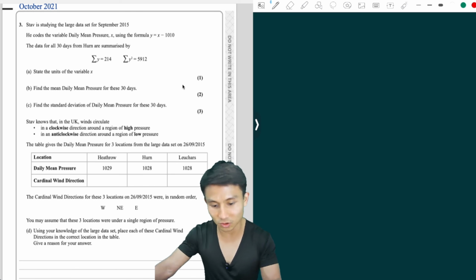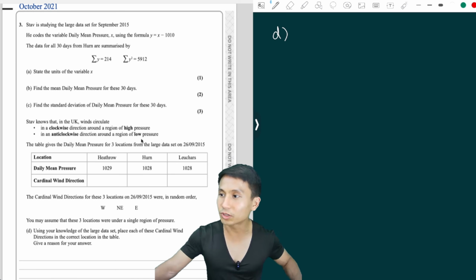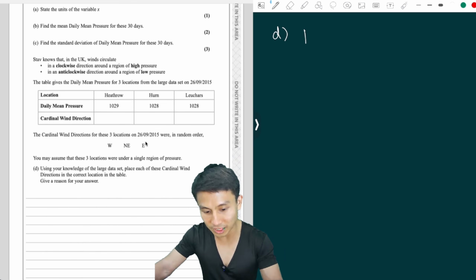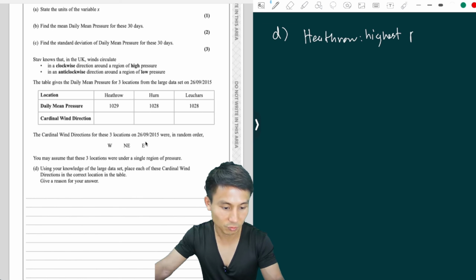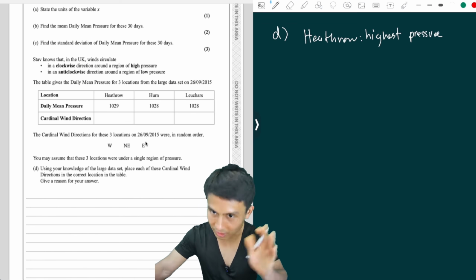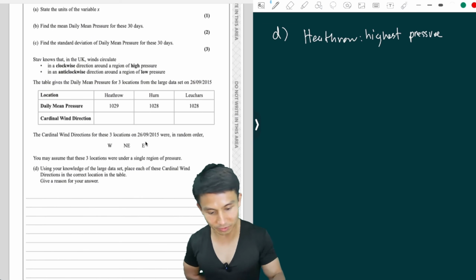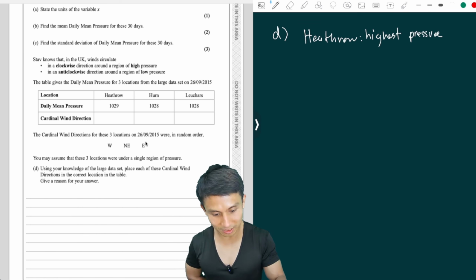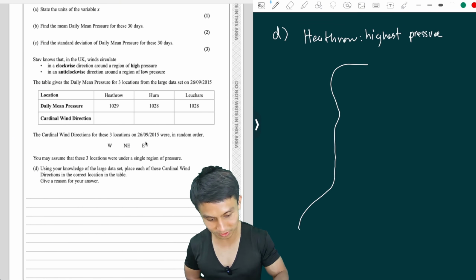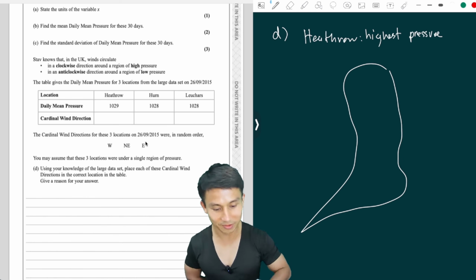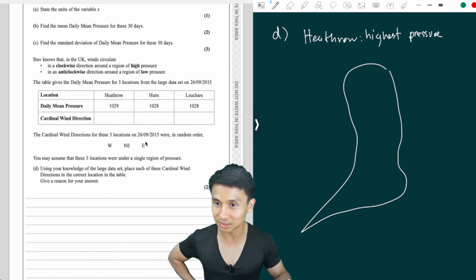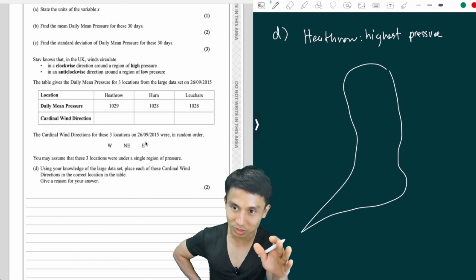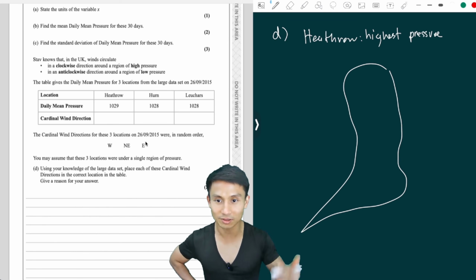Right, okay, so we note that Heathrow has the highest pressure, although not a lot higher, but still highest. So let me just draw the UK. I'm not good at this, but I'm going to try my best. Something like that, maybe. And you should be familiar with all the major cities in the LDS. These are the three main ones. I mean, there are also Camborne and others.